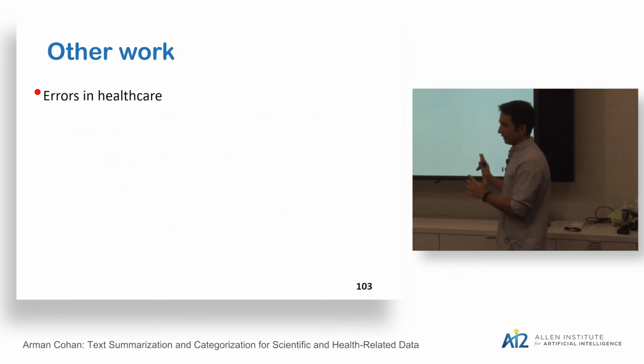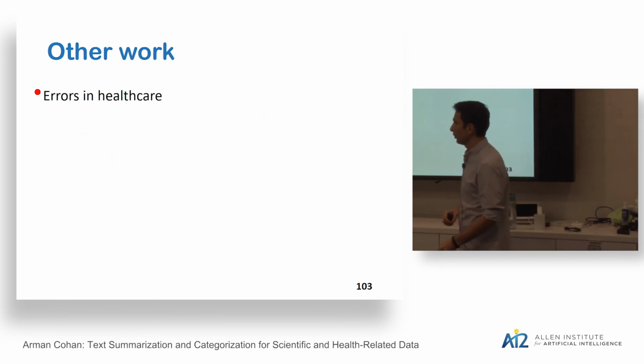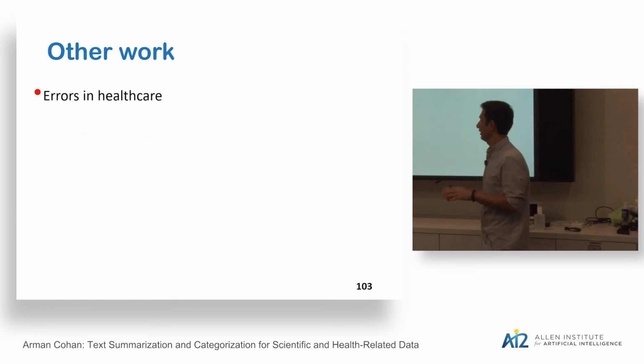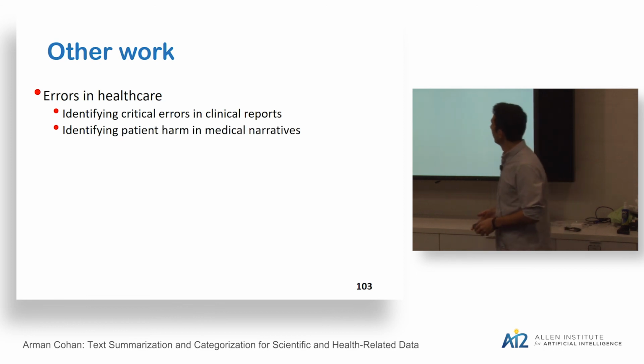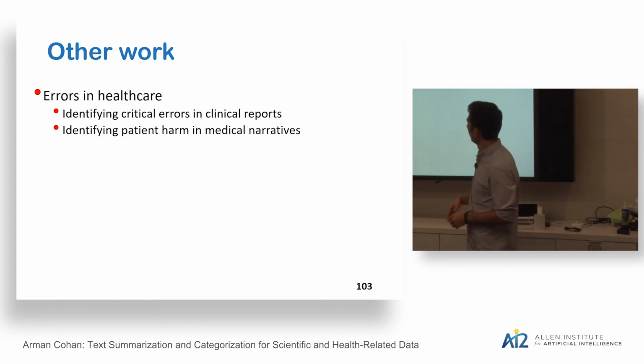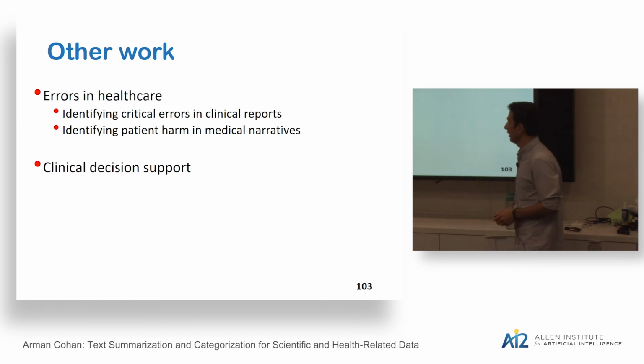There are other works in this area that I don't have time to go into, but please ask me if you're interested. First one is identifying errors in healthcare, where we identify critical errors versus non-critical errors, and this is already in use at MedStar Health Hospital, which is a huge hospital in the US, and it was patented. In the second work, we use attentive recurrent neural nets for identifying patient harm in medical narratives.